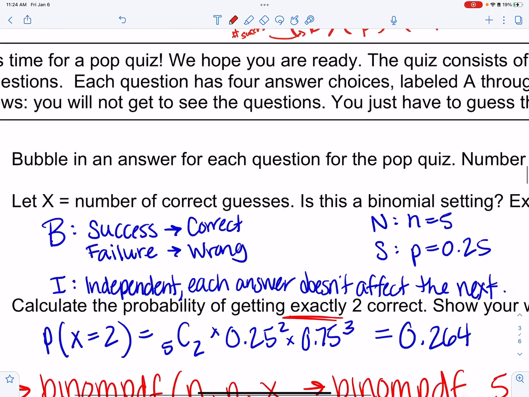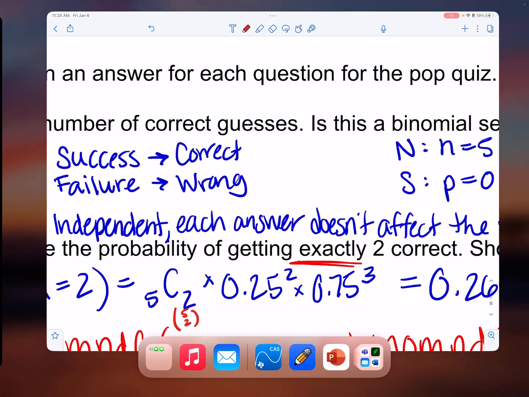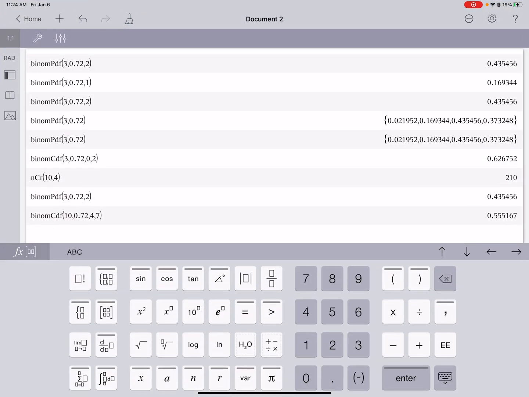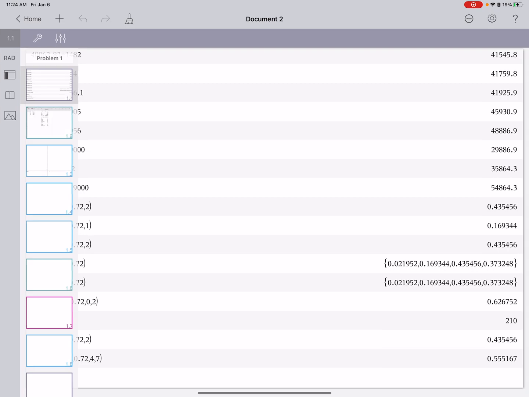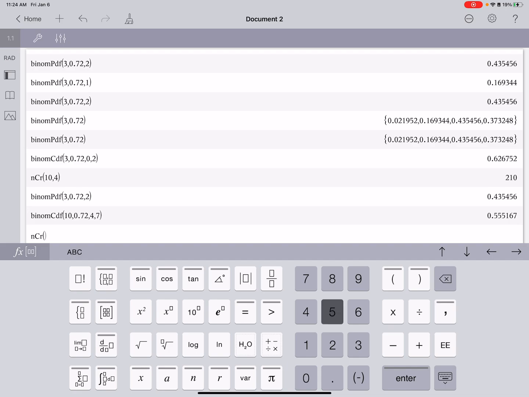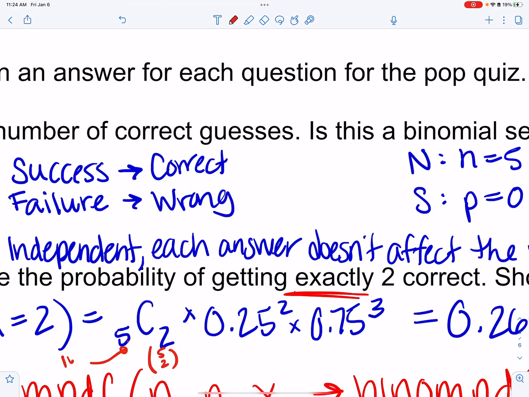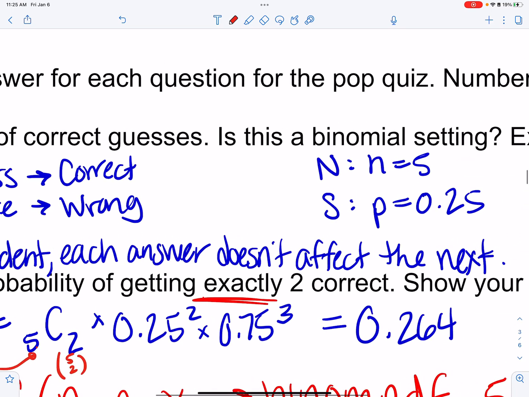So let's look at this one. 5 choose 2, remember I told you I do this. This publisher does 5 choose 2, but it's the same thing. 5 choose 2 times 0.25 to the second times 0.75 to the third. So if we put that in my calculator, I could do my nCr, which is nCr 5, comma 2. So you can see that's going to get you 10. So this is equal to 10 times 0.25 squared times 0.75 to the third, and you get 0.264.